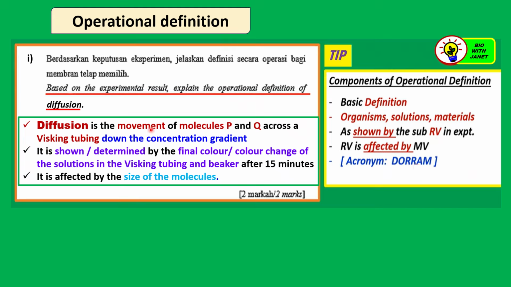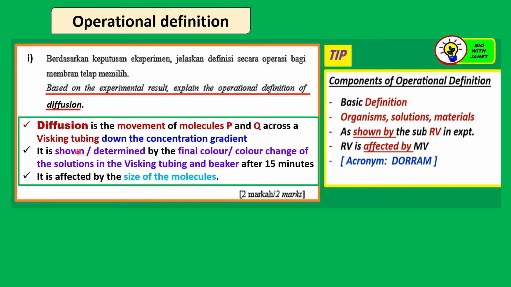Now, diffusion is the movement of molecules, but here your molecules are P and Q, so you mention P and Q. Don't mention iodine or starch molecules. It's molecules P and Q according to your experiment. And you use a Visking tubing, so you must say across a Visking tubing. Actually, diffusion sometimes doesn't need a semi-permeable membrane, but in this case there is. It's the Visking tubing. Down the concentration gradient means from region of high concentration to region of low concentration.